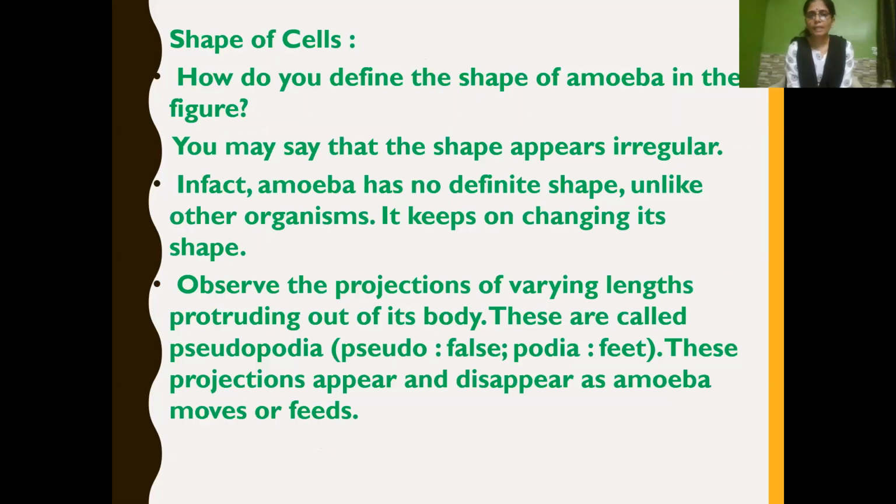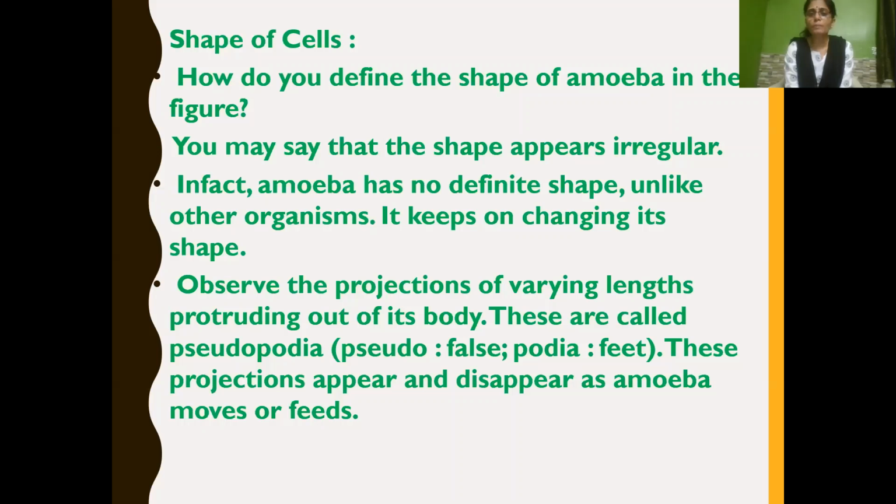Now let's continue with the shape of cells. In the last session we saw unicellular organisms, for example amoeba and paramecium. How do you define the shape of amoeba in the figure? We observed that its shape appears irregular, isn't it? We can tell amoeba has no definite shape like other organisms. It keeps on changing its shape.